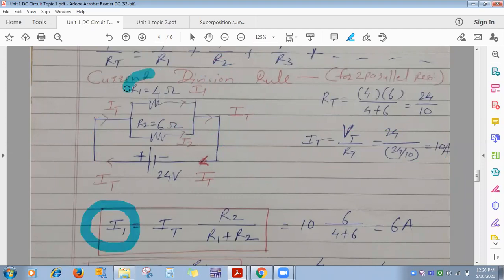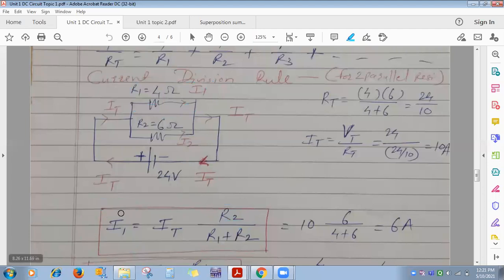Yes, I1 is the current flowing through which resistance? R1, 4 ohm. Right, R1, that is 4 ohm. Parallel to it is which resistance? R2. That you have to take in numerator. Clear? Don't make a mistake here. Most of the students take R1 and then their answer becomes wrong. So be careful here, students.